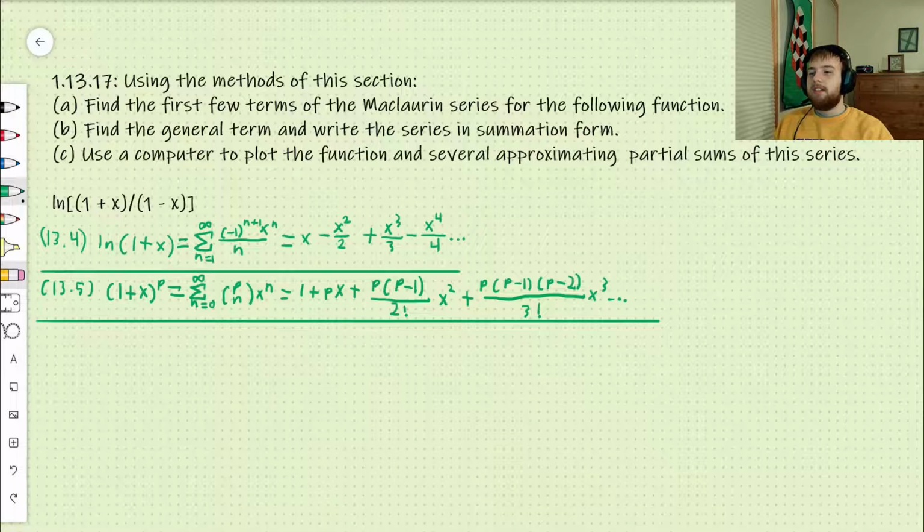Using the methods of this section, find the first few terms of the Maclaurin series for the following function. Find the general term and write the series in summation form. And use a computer to plot the function and several approximating partial sums of this series. And here's our function here.